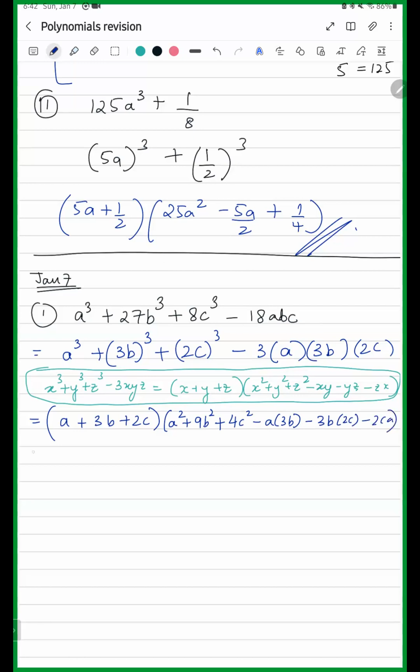So this is going to be our final answer: a square plus 9b square plus 4c square minus 3ab minus 6bc minus 2ca. This is going to be our answer.